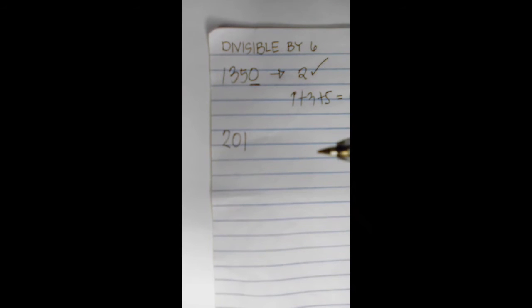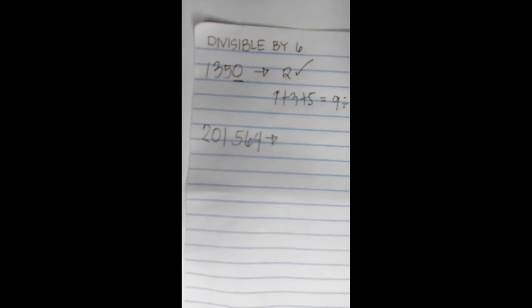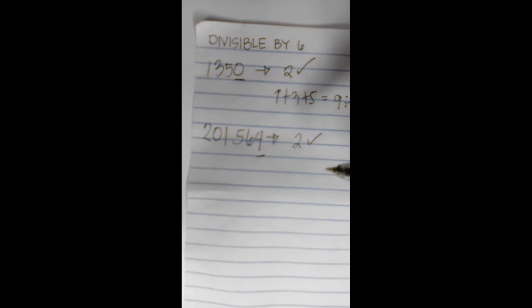Another example here, we have 201,564. Now, is it divisible by 6? Kunin po natin. Tingnan po natin if divisible po siya ng 2. So, it ends with an even number, so it is divisible by 2. Now, is it divisible by 3?